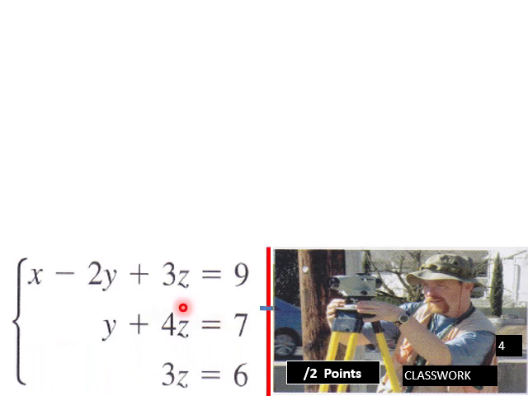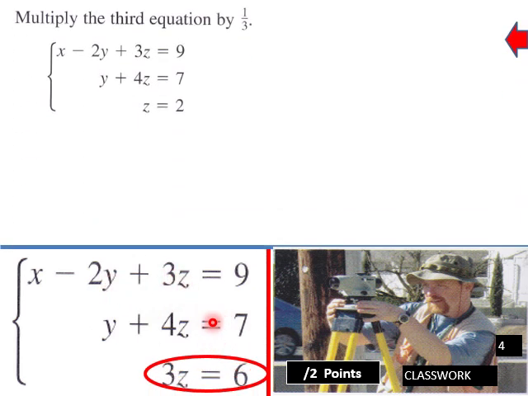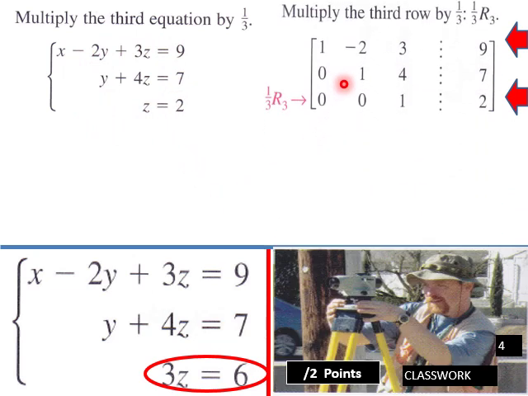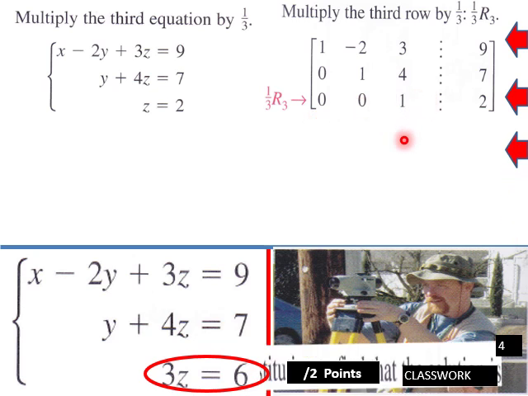Okay, moving right along. Here's our original system here. Multiply the third equation by 1/3. So we multiply our third equation here by 1/3. 1/3 of 3 would be 1z, and then 1/3 of 6 would be 2. So this would be our new system here. And the way that would look up here, this 1/3 row 3, would just be 0, 0, 1, 2. That would be the way it would look here. Multiply third row by 1/3, or 1/3 row 3. So that would be that situation there.